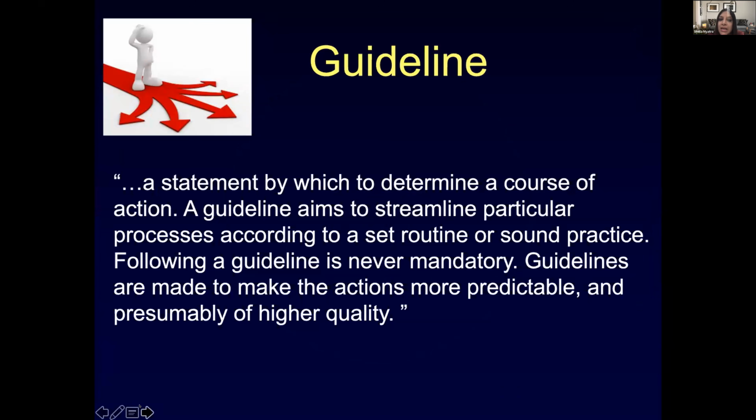So what do we mean by guidelines? So what is a guideline? A guideline is a statement which is used to determine a course of action. So it basically aims to streamline particular processes according to a set of routine sound practice. So remember, it's not a law. Following a guideline is never mandatory. Guidelines are made to make the actions more predictable and presumably of higher quality. So they're evidence-based recommendations.